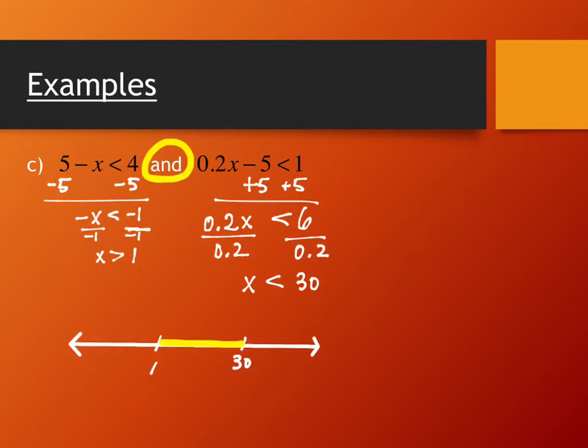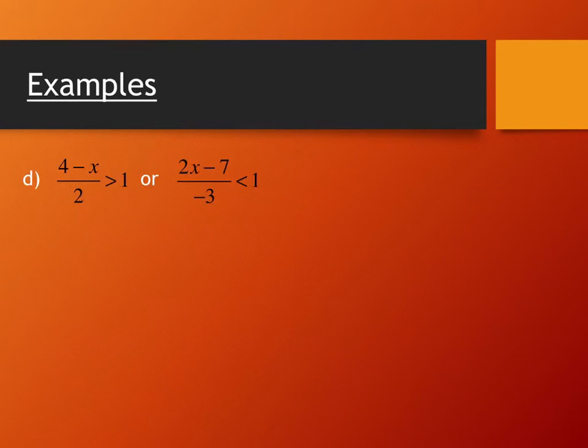This one is. Both of my inequalities here don't have equal signs. So both of these will be parentheses, and they'll be opening inside, like toward the shading part. So my interval this time is from 1 to 30. No infinities this time. That's the word "and." "And" means it has to satisfy both at the same time.